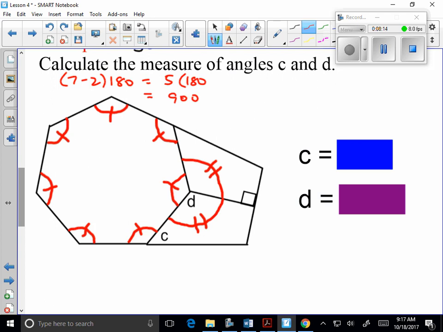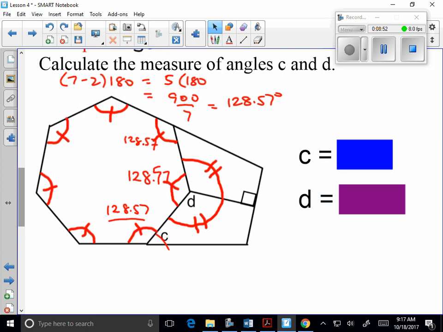Well, this is the one that comes out to be a decimal, right? So I take 900 and I divide it by 7, and I get like 128.57 degrees. Something weird like that, right? So our answer is going to be a decimal. I'm looking for the measure of angle C and the measure of angle D. So what's true about 128.57 and C? Good. They add up to 180.